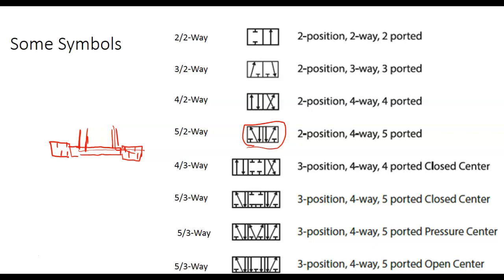This is the one we just looked at. This would be a 4 three-way. We add 2 exhausts. This would be a 5 three-way. This is what we use. This is what we need to use on pneumatics, by the way. So this would be a pressure port. So what happens is, when you're in the center position, you take the pneumatic pressure and put it on both sides of the cylinder, and the cylinder won't move. So we have the ability to stop it in the center.